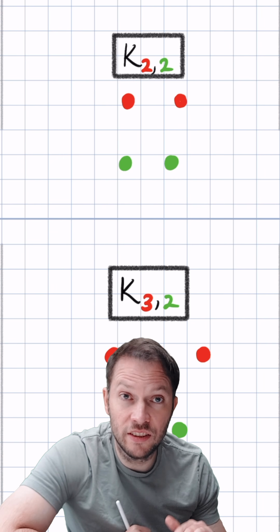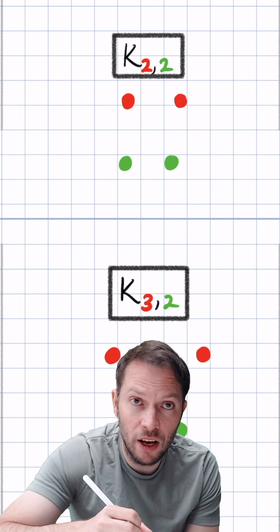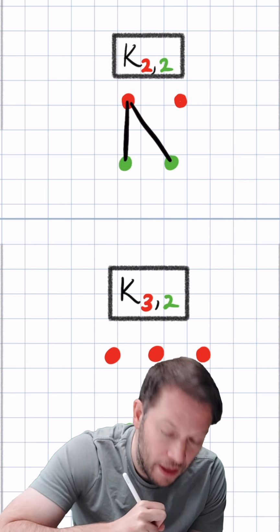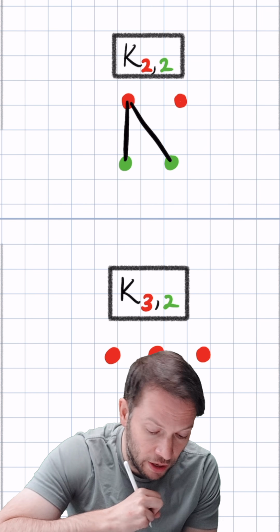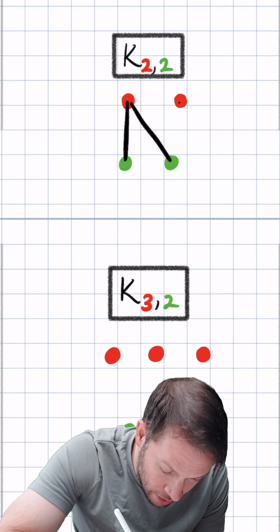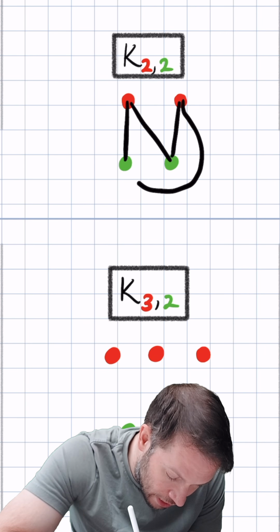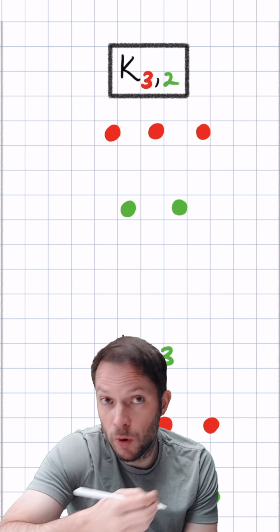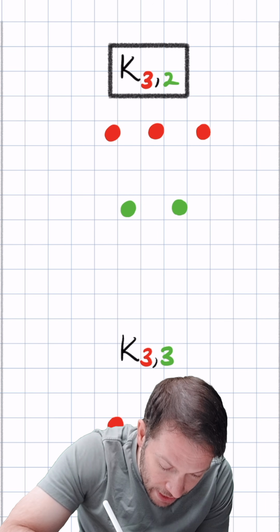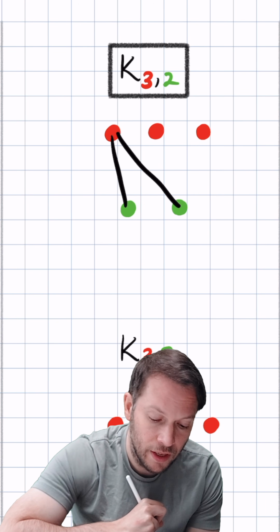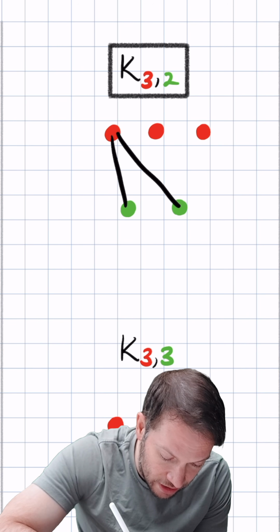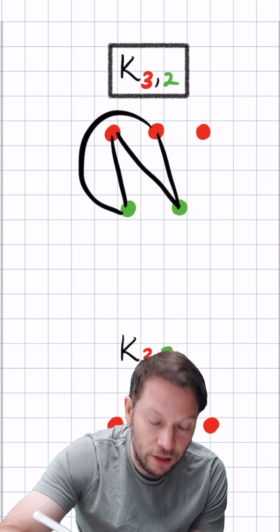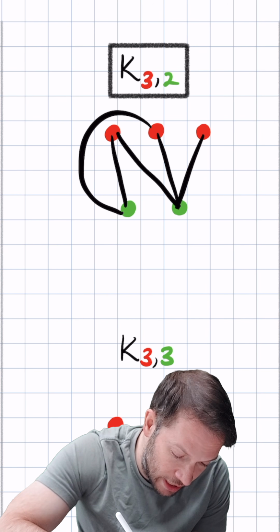What about K2,2? Well, it's possible again. I need to connect this top left red to each of the greens, and I need to connect the top right red to each of the greens. So this one here, and as long as I draw a line like this, it's connected to the other green. So that's fine. And what about K3,2? Well, we can still do it. The left red, I can connect to the 2 greens easily. The middle red, I can connect to the 2 greens easily. And then the right red, I can still connect to the 2 greens easily like that.